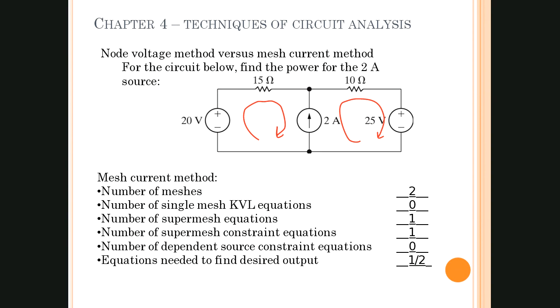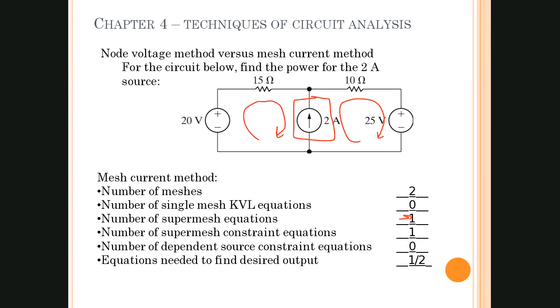The number of super mesh. Remember, a super mesh was designated as if you have a current source that's actually shared between two meshes. And so we do have 1. So since we have 1 super mesh, we have 1 super mesh constraint equation. And then the number of dependent source constraint equations, we don't have any dependent sources again. And then equations needed to find a desired output. I'm not actually sure what the slide means by 1 over 2 here, or 1 to 2, but we do have 2 equations.